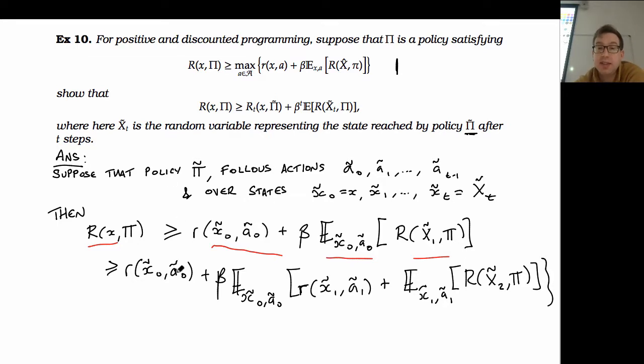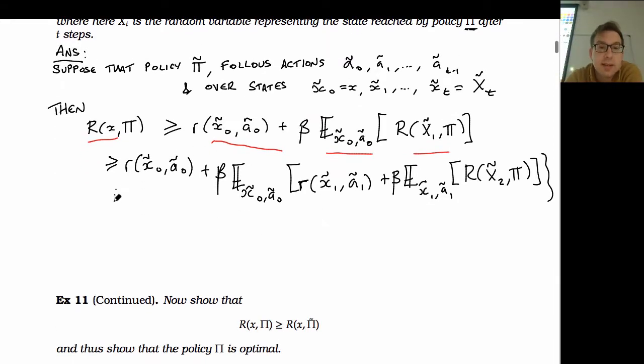Now this is saying I follow policy pi tilde for the first step and the second step, and after that I follow policy pi. Sorry? There should be a beta, you're right. There should be a beta here, yeah. Thank you. Okay, so this would be if I follow policy pi tilde for the first 2 steps, and then I switch over to following policy pi. And you can imagine if I substitute again, I'm going to get the policy pi tilde followed for 3 steps, and then I follow policy pi from thereafter.